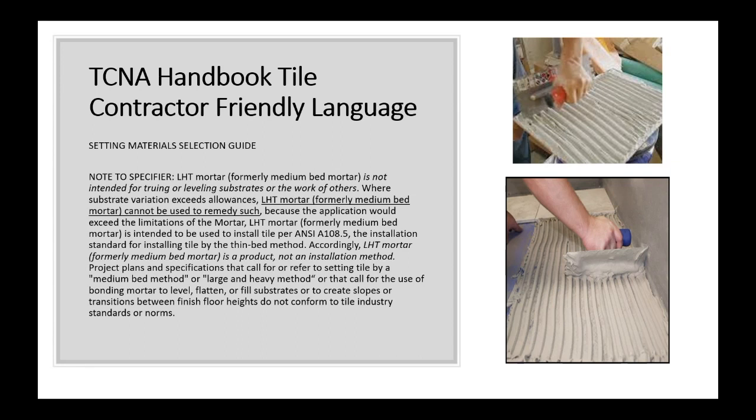It also states at the end of it, which I think is really important, that project plans and specifications that call for or refer to setting tile by a medium bed method or large and heavy tile method, or call for the bonding mortar to level, flatten, or fill the substrates or create slopes or transitions between finished floor heights, do not conform to the industry standards. Again, if surface prep needs to be done, it needs to be done correct to slope. Surface prep should be done, create your slope, and then come back and thin set to it, whether it's with an LHT or regular thin set mortar. It must be done previous to the installation of the tile. It's important.